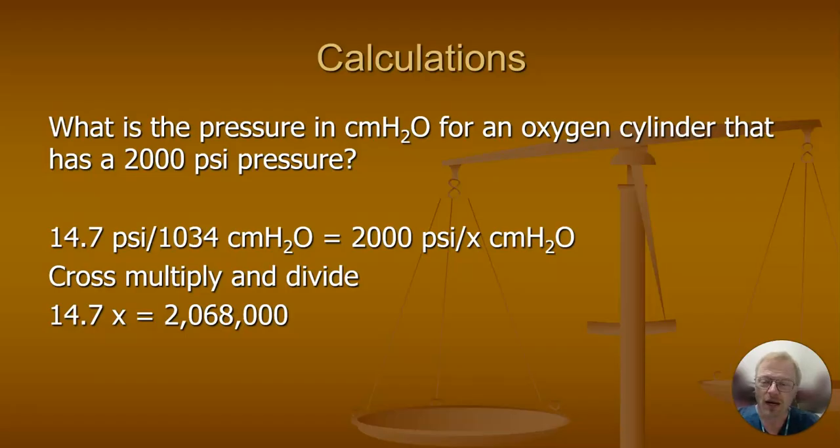Now to get x by itself, and remember x is centimeters of water, that's what we're looking for, we divide both sides by 14.7, and we get 140,680.27. So a 2,000 psi pressure oxygen cylinder has 140,680 centimeters of water pressure in it.